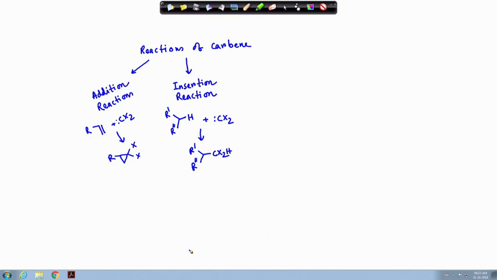Another type of reaction we learned in the last class is the nucleophilic attack of various nucleophiles towards the carbene. As per example, if you have RXH, that can react with the corresponding carbene to give the nucleophilic attacked product. Now, today we will learn another type of reaction, that is called rearrangement reactions.